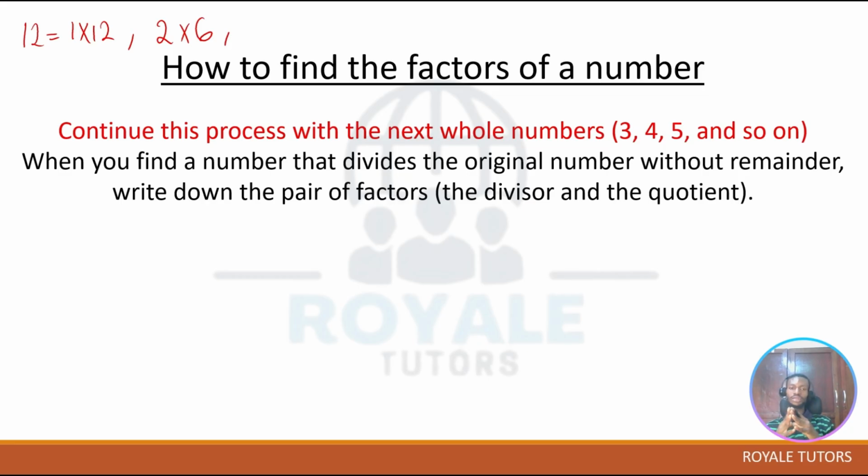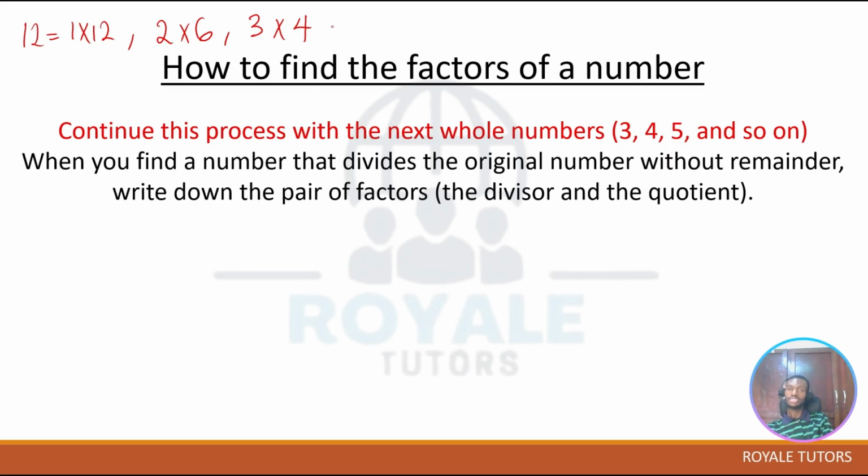Now, we proceed to 3. Can 3 divide 12? Yes. How many times? 4 times. So it is 3 times 4. So 1 times 12, we got 12. 2 times 6, we got 12. 3 times 4, we got 12. So these are the factor pairs of the number 12. Now let's continue.